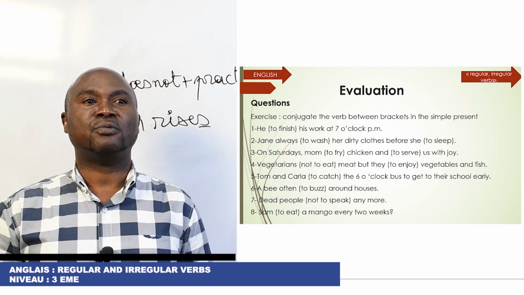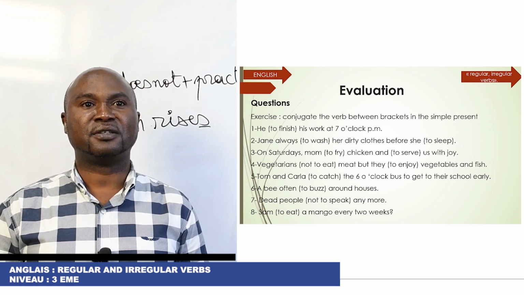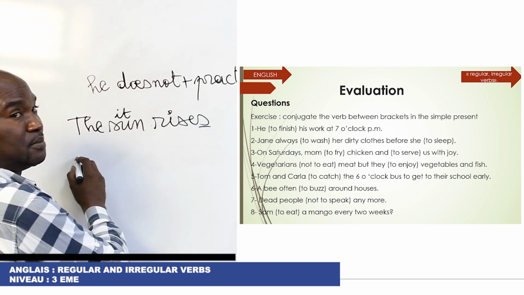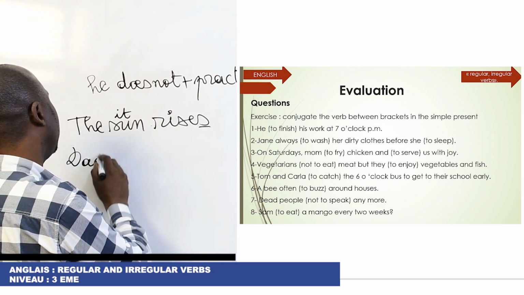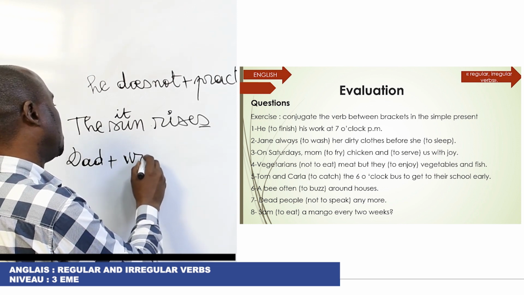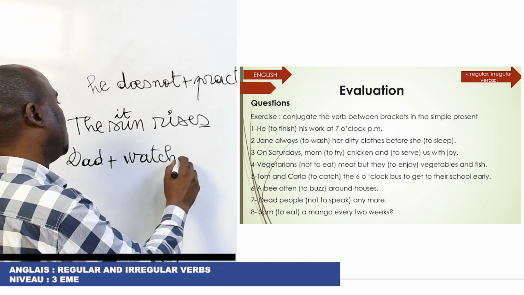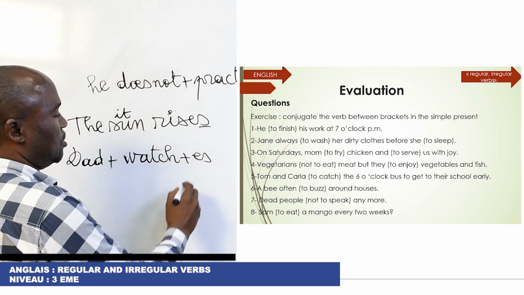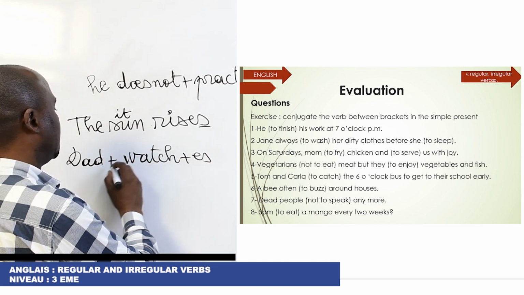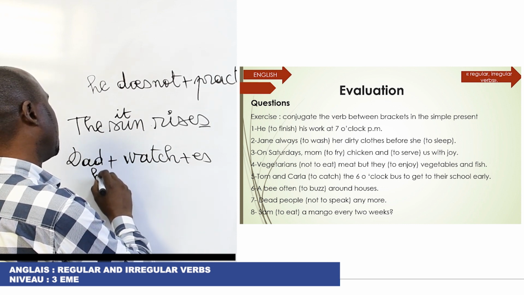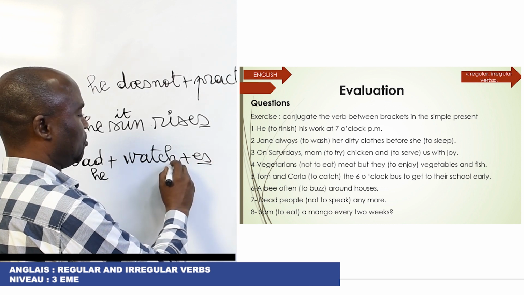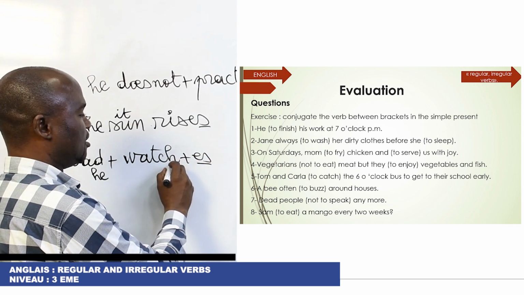Question 6. When does Dad often watch TV? Dad often watches TV at 8 p.m. In this sentence, the subject is Dad, plus often, plus the verb watch plus es. Here we are in the third person singular. Dad watches. We can replace Dad by the personal pronoun he, and then watch and es added to the end of the verb, because this verb ends in h.